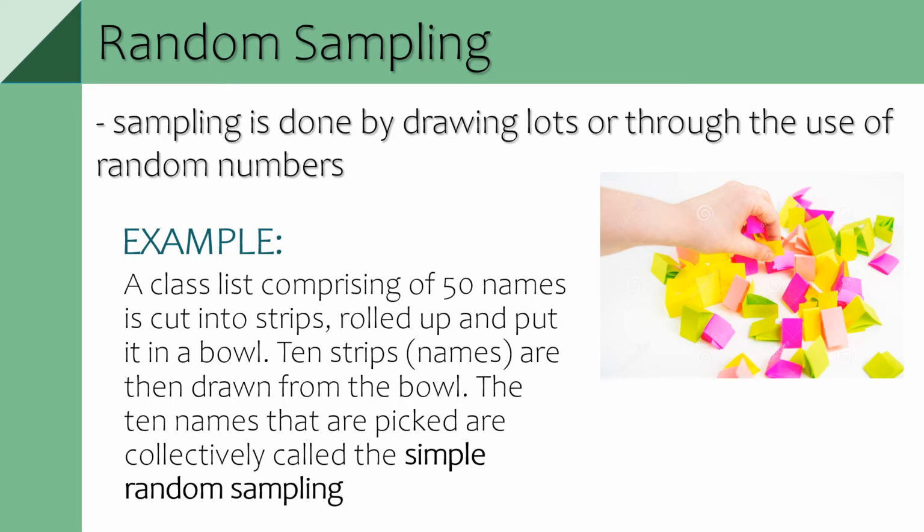So for example, in your class, composed of 50 students, I need 10. What I'm going to do is write down all your names on pieces of paper, put them in the bowl, and pick 10 names. So that is called the simple random sampling technique.